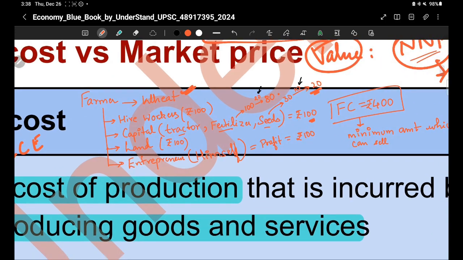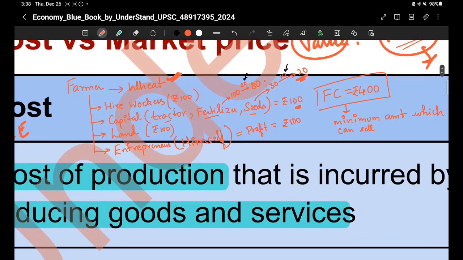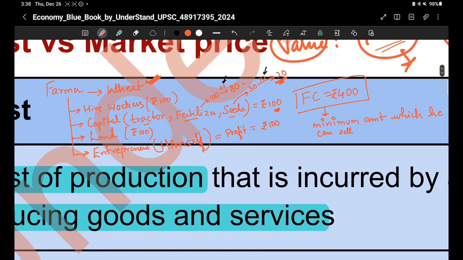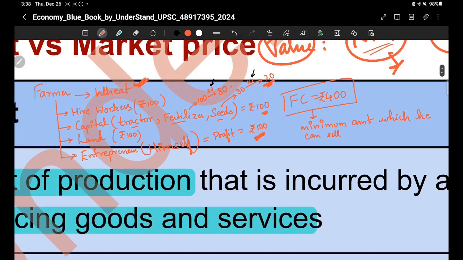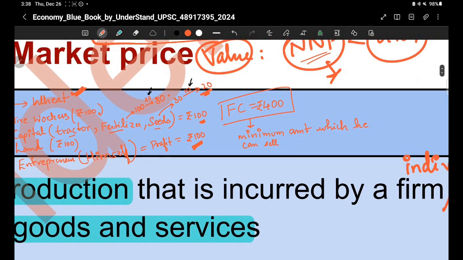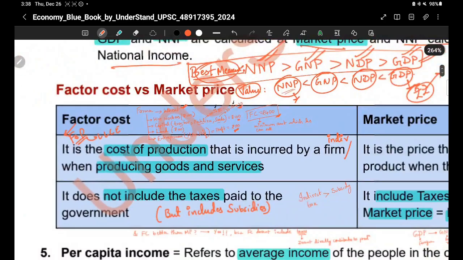Then land. Let's say he purchased the land for 100 rupees. Then entrepreneur, that is himself, by selling this wheat, let's say he gets a profit of 100 rupees, assuming this. Now when you add all this, land, labor, capital, and entrepreneur, you get 400 rupees: 100 plus 100 plus 100 plus 100. This is the minimum amount at which he can sell to anyone. Below this he cannot sell, otherwise he will incur a loss. That is factor cost.